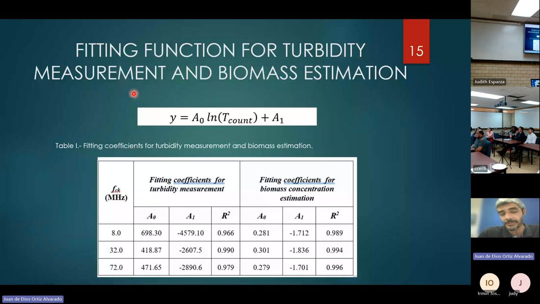Well, the fitting function we obtained for calibration for turbidity measurement and biomass estimation has this form. It's a logarithmic form with two fitting coefficients, and the y function can be established as turbidity in nephelometric units, and biomass concentrations. The determination coefficient R squared indicates a good fit of this function to our measurements. These were obtained at three different values of clock frequency, 8 megahertz, 32 megahertz, and 72 megahertz operation, the maximum specified by the manufacturer of this microcontroller.